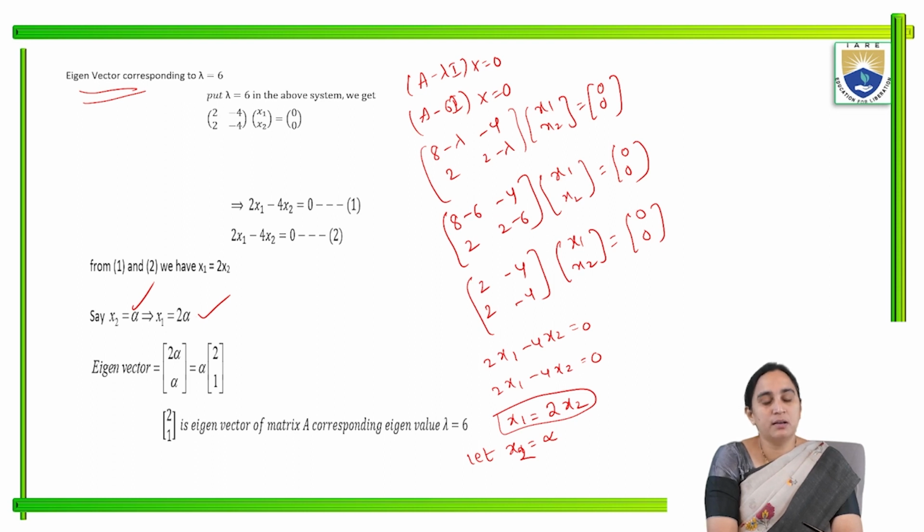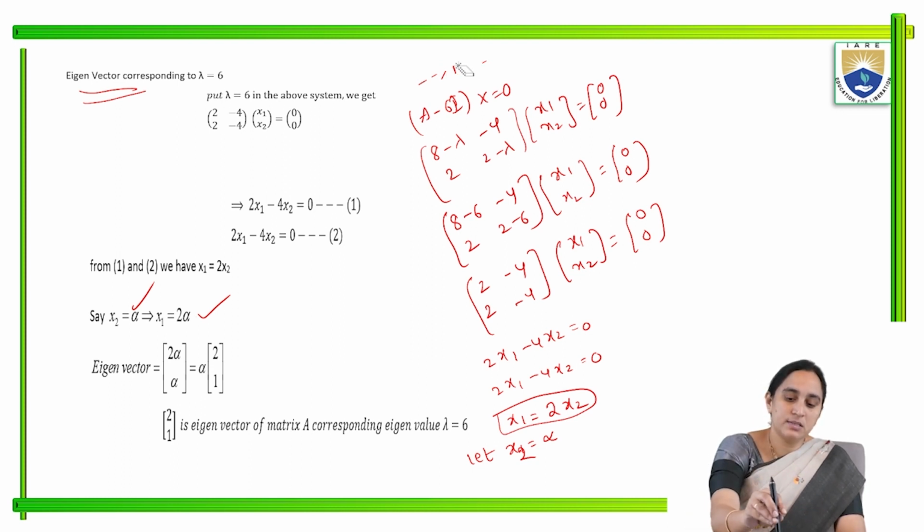Therefore, what about the eigenvector there? x1 is 2 alpha and the second one is alpha. Taking the constant outside, that is alpha, the remaining part is the column 2, 1. That is the corresponding eigenvector if lambda is equal to 6. This is the concept for finding the eigenvalue and the corresponding eigenvector.